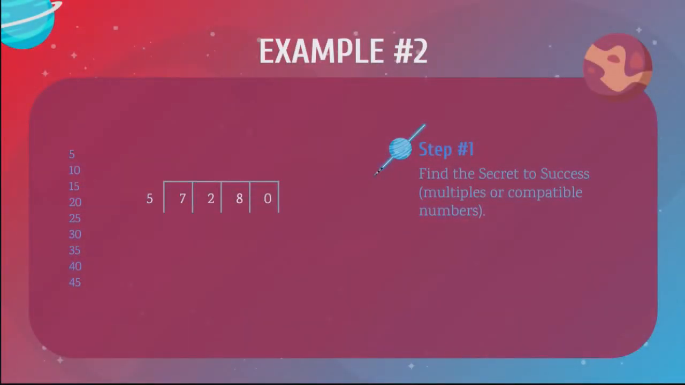So example 2. I've already found the secret to success for 5. So let's go through these steps. 7 is larger than 5, so it looks like we're going to be able to divide the thousands place. So which number from our secret to success, which compatible number comes closest to 7 without going over?